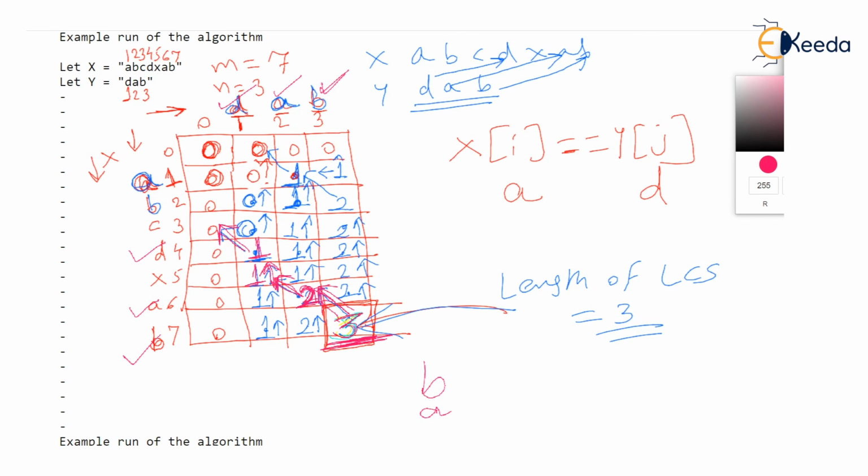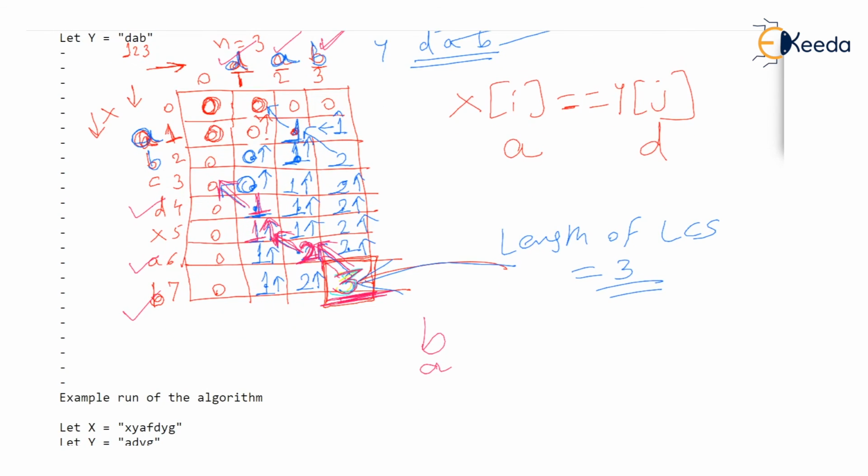And ultimately, after matching D, we have come to this entry 0. Here I am writing in the matrix 0, which is column 0. So we can stop now because we have reached column 0. So when we reach column 0 or row 0, we can stop. So these were the letters which were there in the common subsequence.